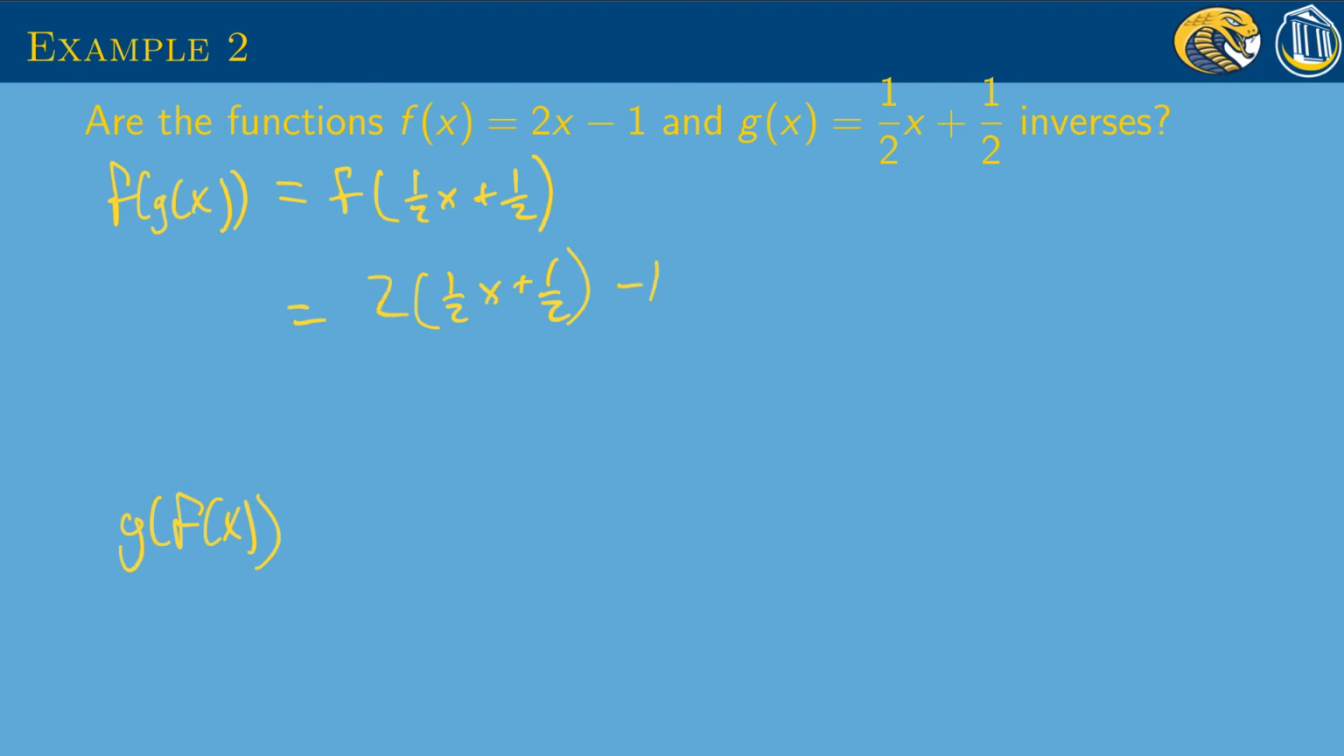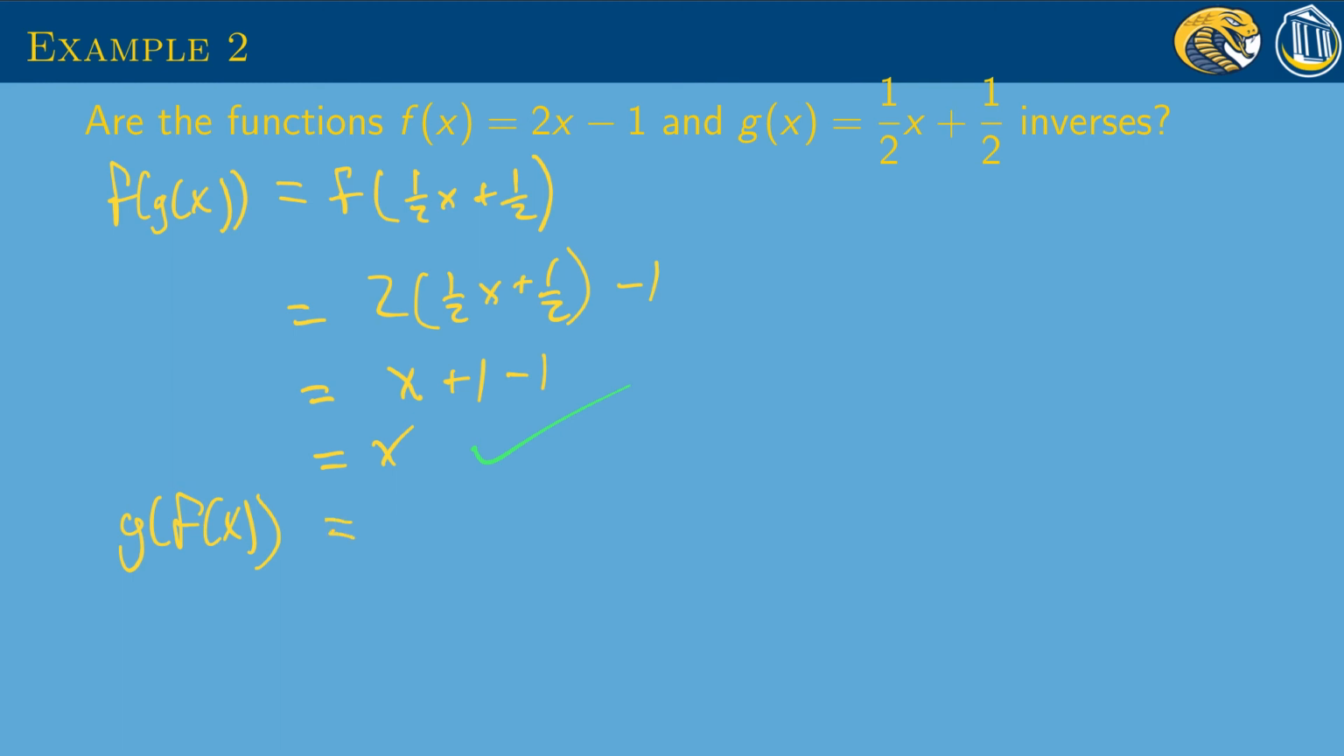Maybe you can see where this is going. This is going to give us 2 times 1/2, which is just 1x plus 1 minus 1, which is x. Great. This is a good start. This makes us think that yes, maybe f of x and g of x are inverses. If we want to be extra sure though, we have to check the other way as well. If you go on to take math reasoning, we'll talk about why.